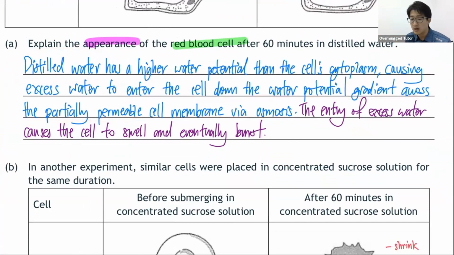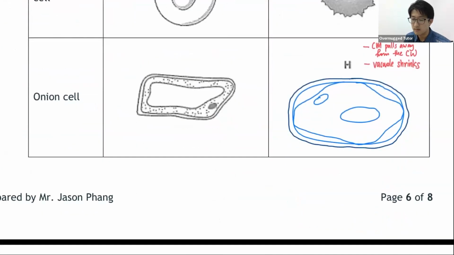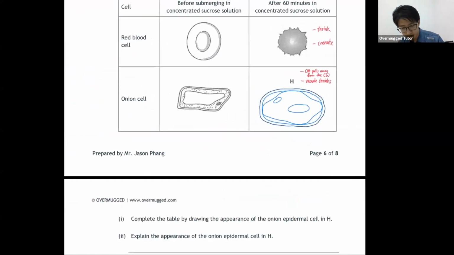Then you answer the question: the exit of excess water causes the cell to shrink. Done. Movement of substances can be very easy. Yes, it can be a little bit tedious, I admit that, but the points are there. 80% definition, 20% answer the question, 100% marks yours. Okay, let's move on.